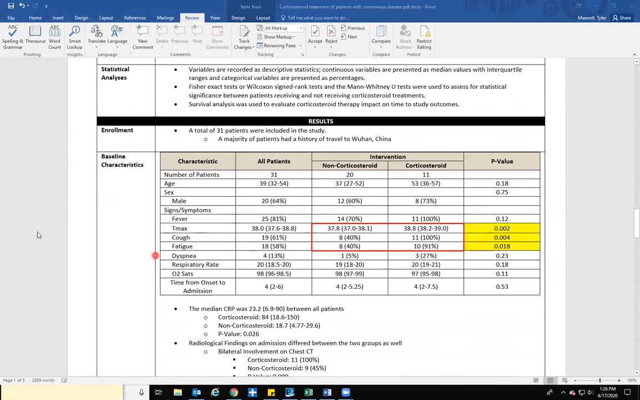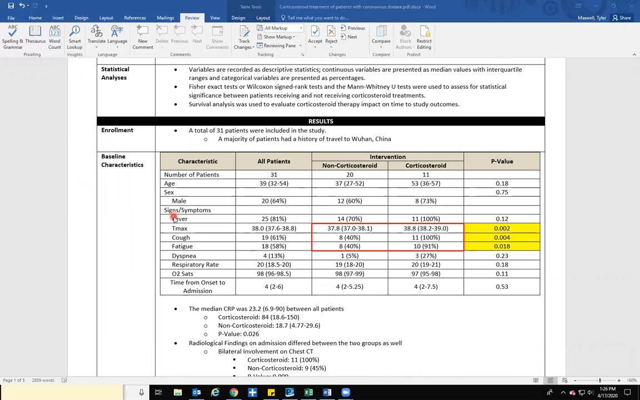The enrollment, a total of 31 patients were included in this study in the end. And the majority of these patients did have a history of travel to Wuhan, China. Wuhan, China, again, is that epicenter where the coronavirus outbreak did begin in China.